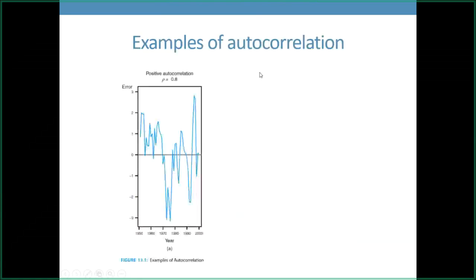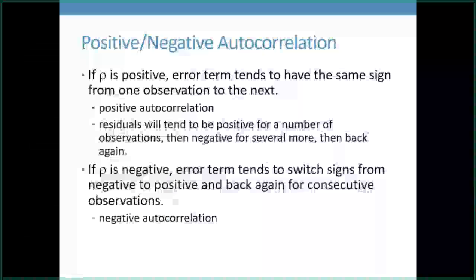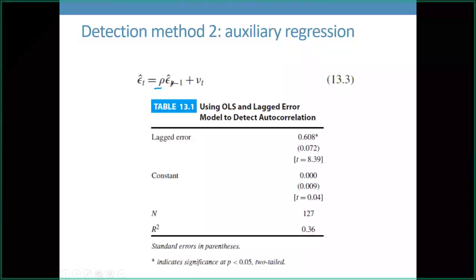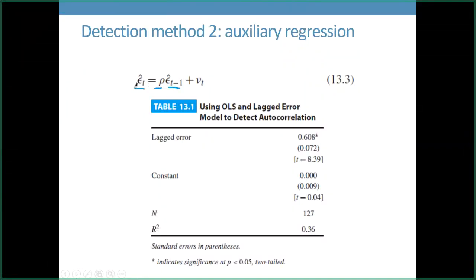This regression isn't necessarily telling us anything terribly meaningful other than the statistical significance on rho. If yesterday's residual is a strong predictor for today's residual, that's an indication that rho is non-zero. In other words, that autocorrelation exists in our data.